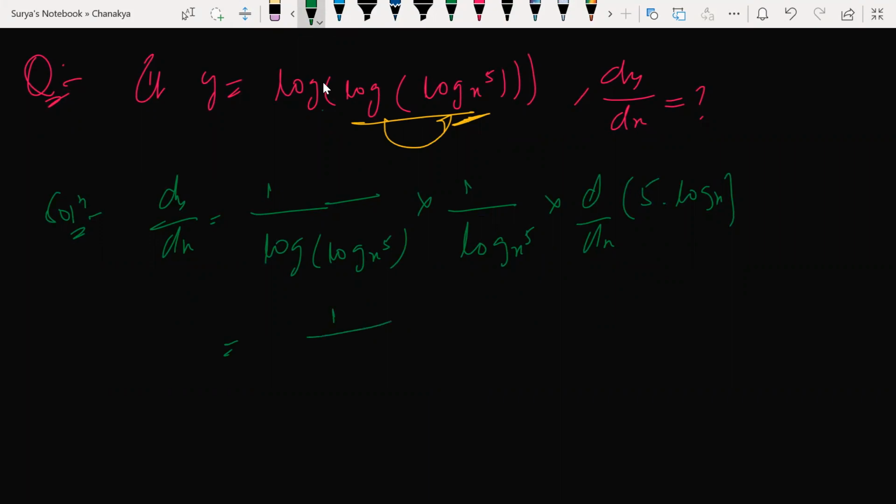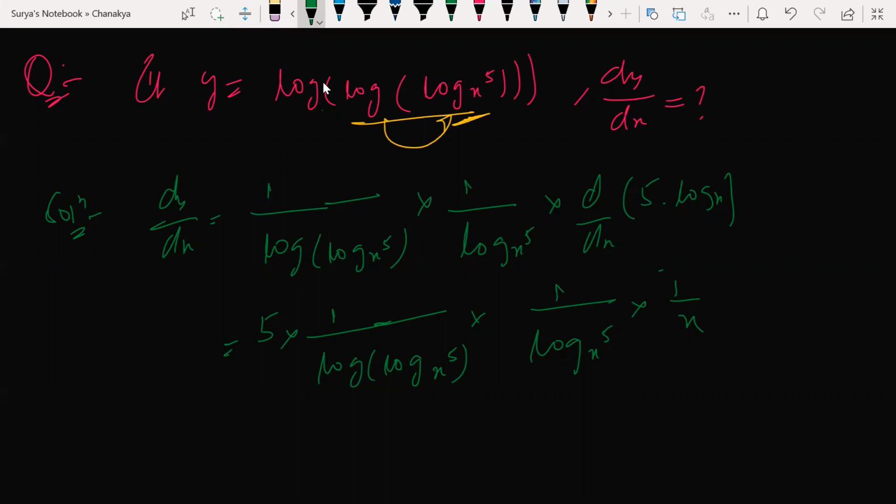See, then we don't have anything now. Look at it here. 1 by log of log x to the power of 5 into, we are done, nothing will be left. Now 5 I have here. 5 is a constant, right? Let us write it in front. It will become 0 if we differentiate it. d by dx of log x is 1 by x. You understand?